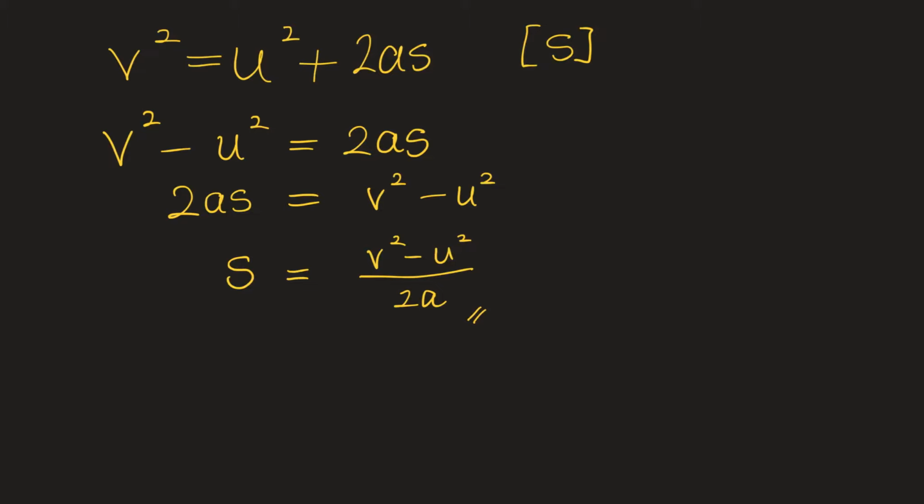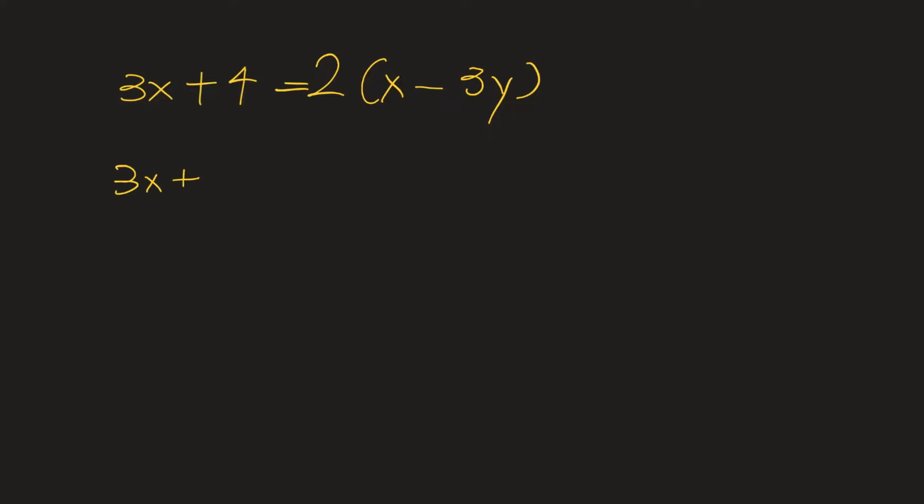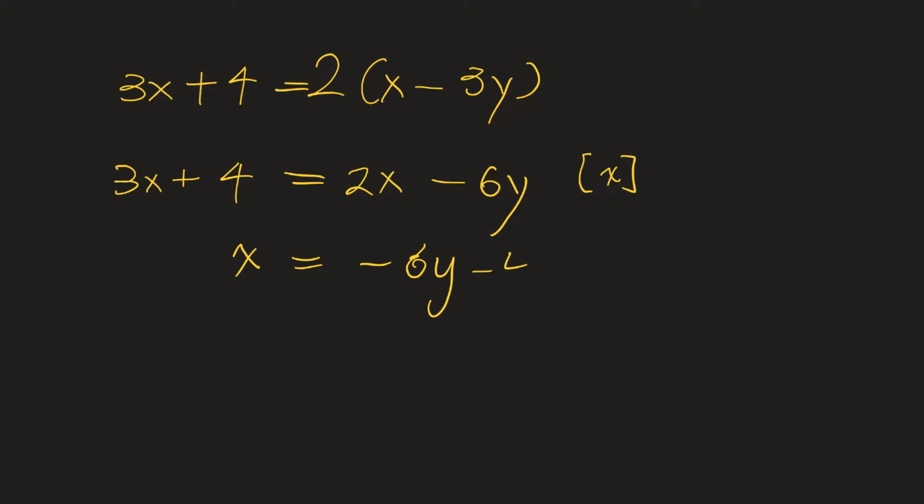And then the next one will be this one. You're going to change x to become the subject. Now you can see that we will expand the bracket first, and then put everything with x on one side and the other items on another side. So you have x here and negative 6y minus minus 4. So x equals to negative 2 times 3y plus 2.